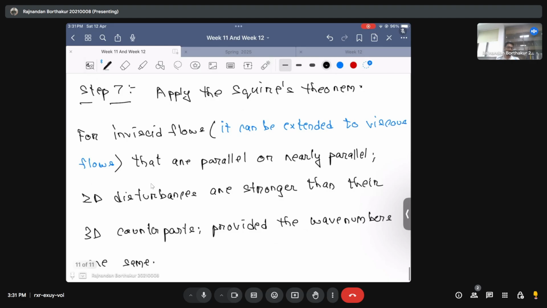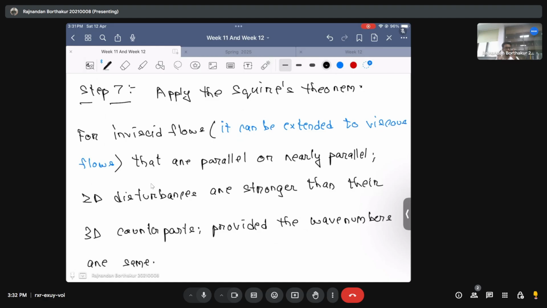Okay, so what does it say? It says that for inviscid flows, although you can extend this for viscous flows, if the flows are parallel or nearly parallel, then the 2D perturbations are stronger than their 3D counterparts, provided the 2D perturbations and the 3D perturbations have the same wave number. What it means is that if there is a perturbation, and if that perturbation is unstable, then it is sufficient to study the 2D problem and realize its stability, rather than solving the entire 3D problem and looking for whether the perturbations grow or decay with time.